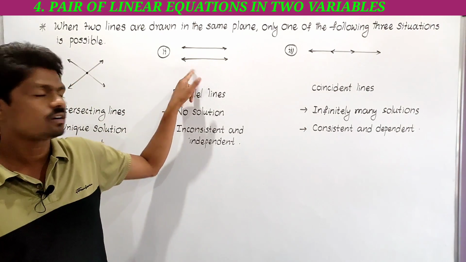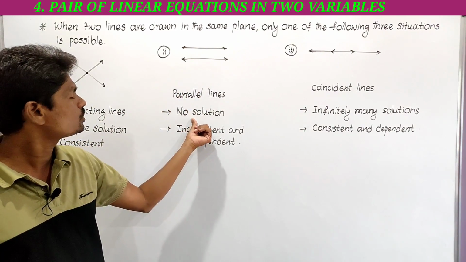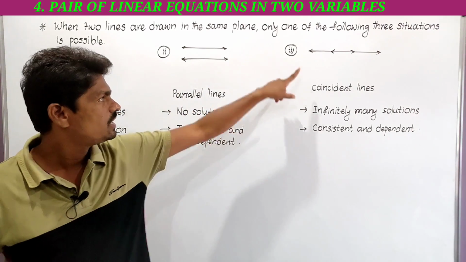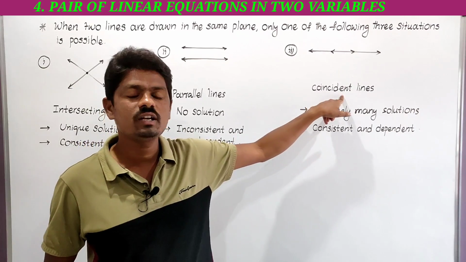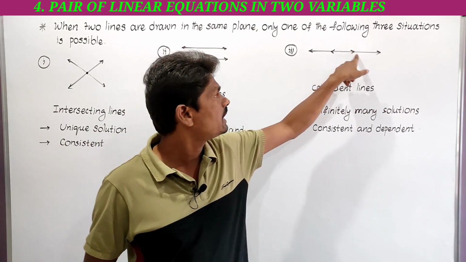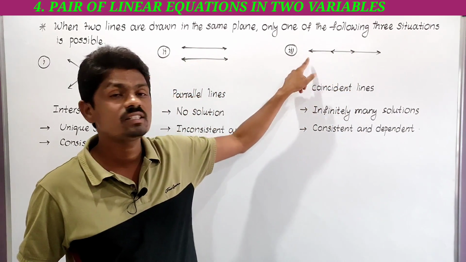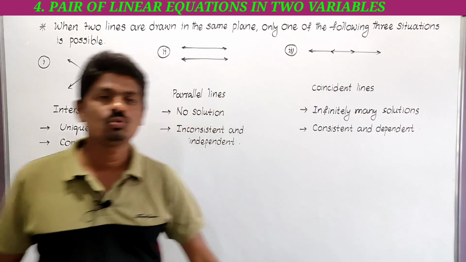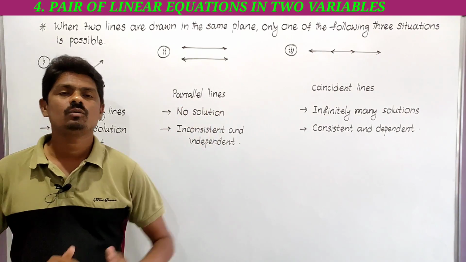So these lines are called parallel lines, they have no solution, hence they are called inconsistent and independent lines. So these lines are called coincident lines. They have infinitely many solutions, hence they are called consistent and dependent. So you must have clear idea about these.